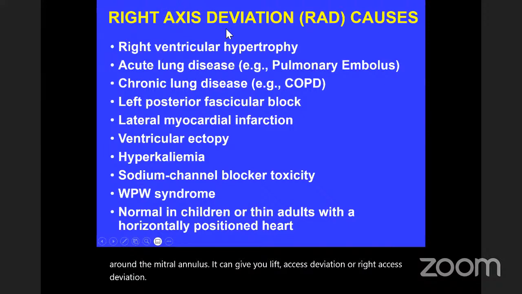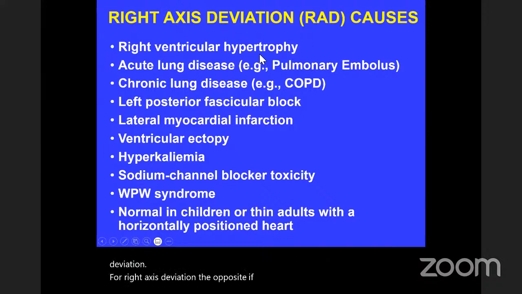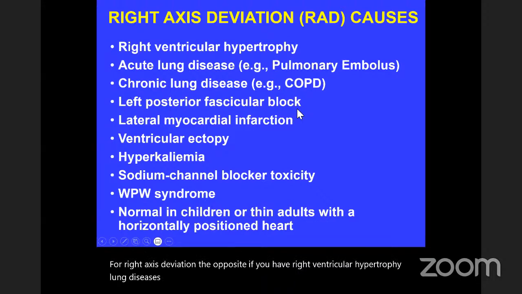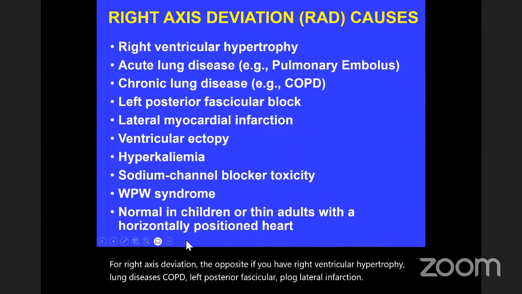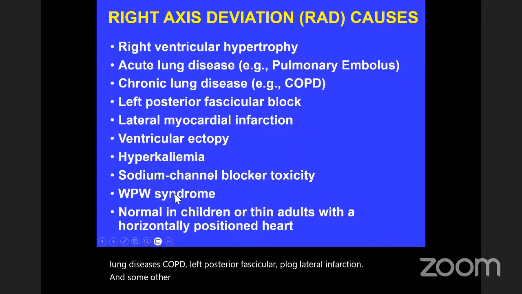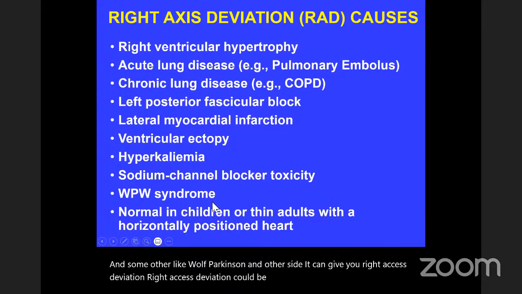For right axis deviation, the opposite. If you have right ventricular hypertrophy, lung diseases, COPD, left posterior fascicular block, lateral infarction, and some others like Wolff-Parkinson-White on the other side, it can give you right axis deviation. Right axis deviation could also be a normal variant in children and in thin people.